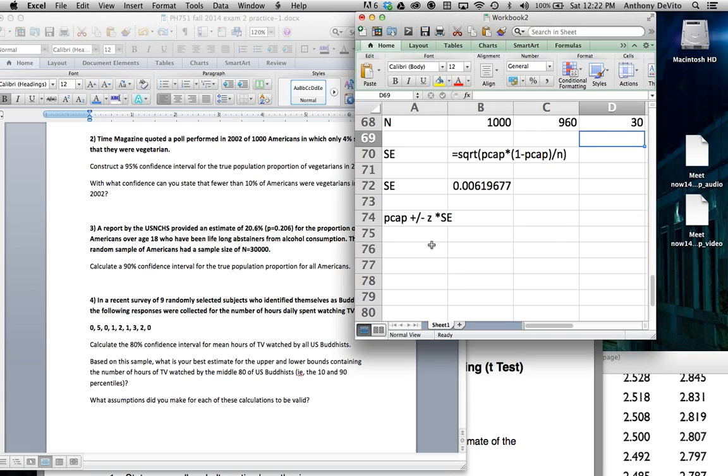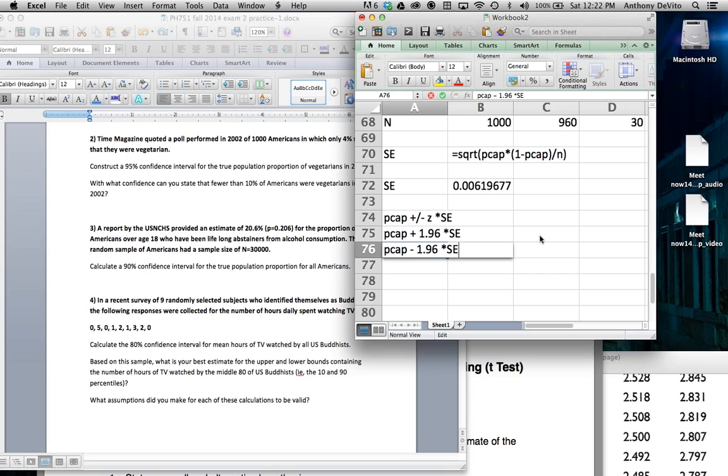Okay, so let's calculate this. What's this going to be equal to? It's going to be equal to p cap plus 1.96, which is what we're going to use for 95%, alpha equal to 0.05, times the standard error, and p cap minus 1.96 times the standard error. Okay, so I'm going to go ahead and calculate that. So that's equal to 0.04, right?